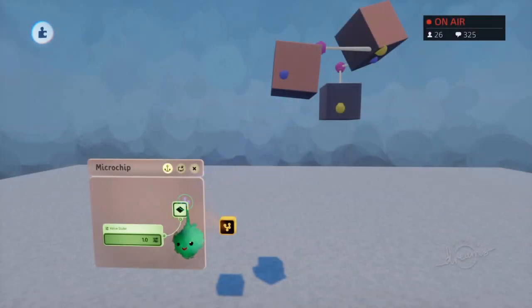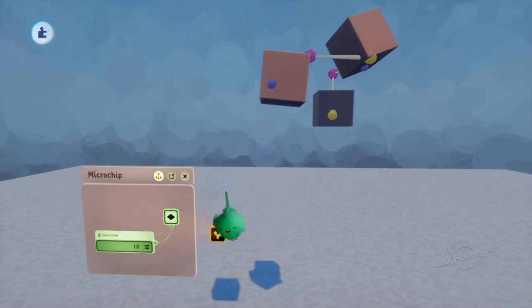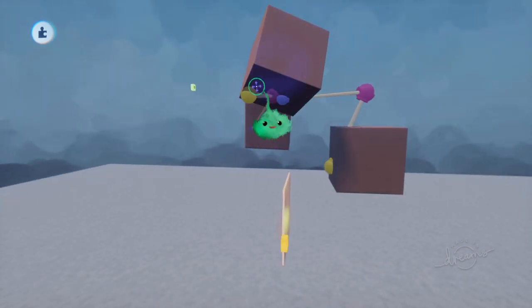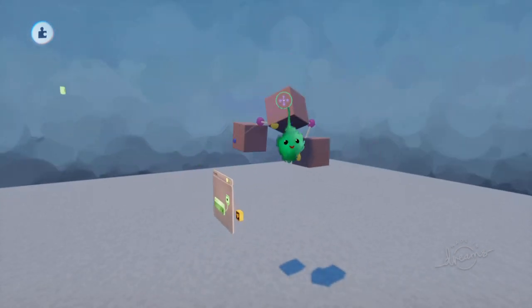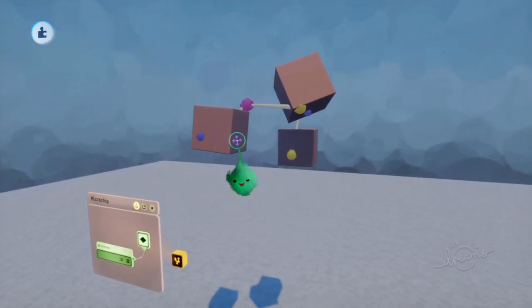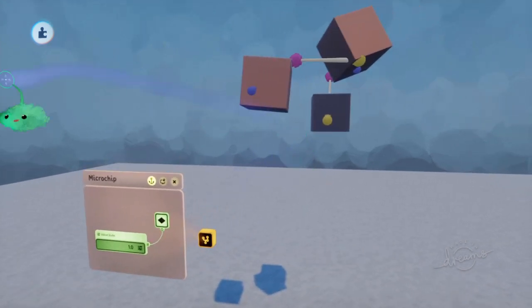So the positional IK keyframe will take precedence over a rotation keyframe. So this one isn't telling that one to be over here because it wants to rotate a certain way. This one is saying, I want to be in this position, so you sort yourself out and you can rotate a little bit if you need to.